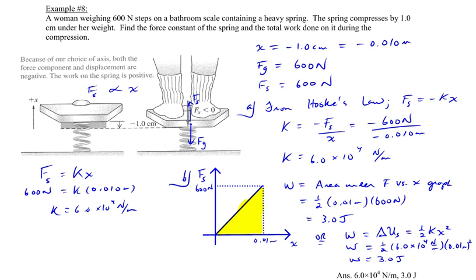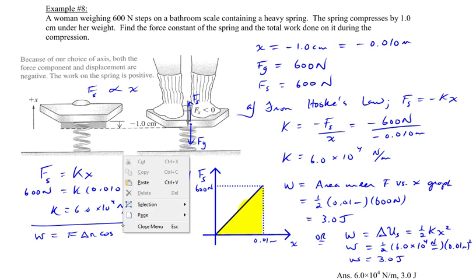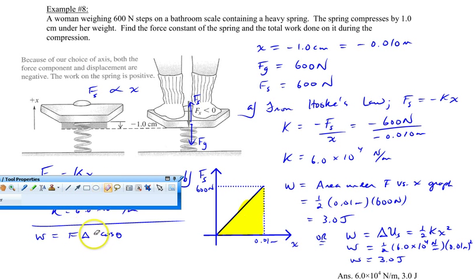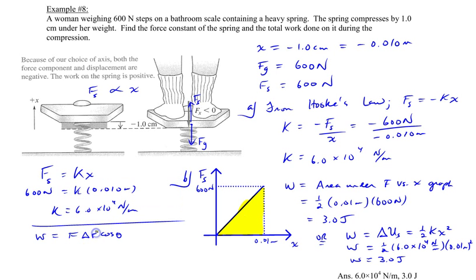All right, and there are probably even other ways, but be careful with using a formula such as the work done equals the force multiplied by the displacement multiplied by the cosine of the angle. If you were to use her force of 600 newtons multiplied by the displacement of 0.01 and the cosine of 0 degrees, you would get an answer of 6 joules, which is incorrect.